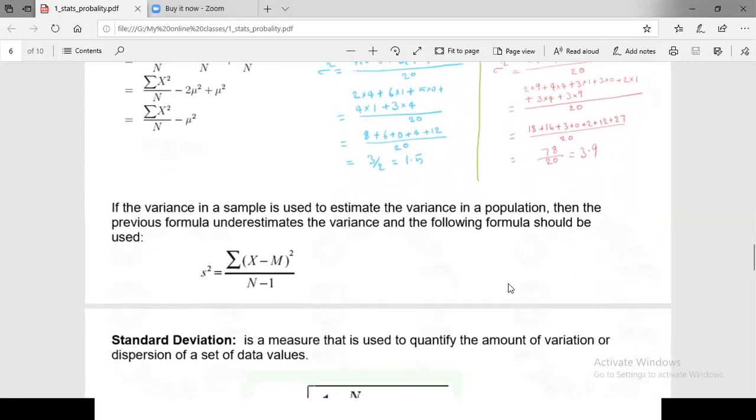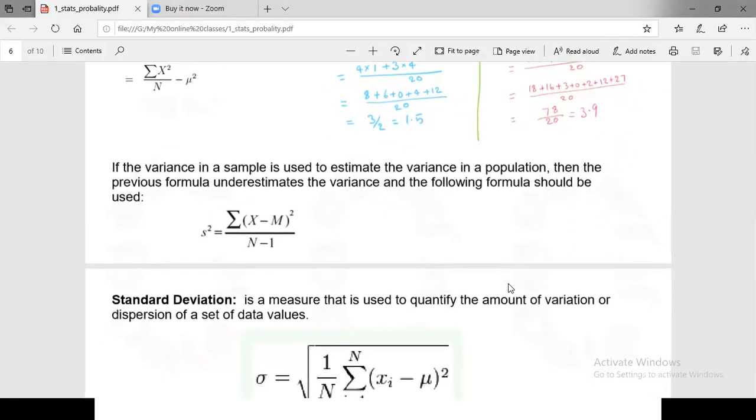Okay. Now see that another formula is given. All of you please try to follow this. If the variance in a sample is used to estimate the variance in a population, then the previous formula should not be used, and the following formula should be used.